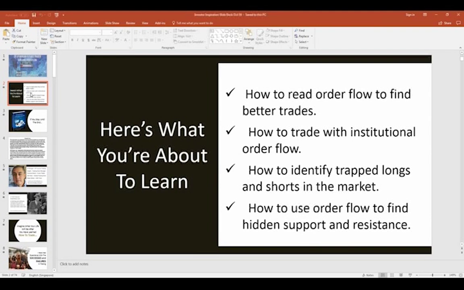I want to talk to you today about how to trade with the institutional order flow. Everyone always says, if you want to make money, you've got to follow what the institutions are doing. The institutions always make money, but there's a caveat to that, and I'll explain that in today's presentation.